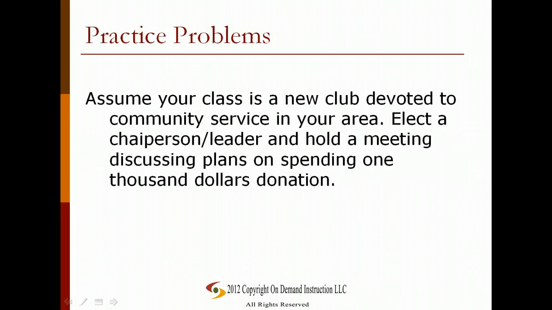Let's do an activity to further enrich knowledge and skills in leading and conducting a group discussion. Assume your class is a new club devoted to community service in your area. Elect a chairperson or a leader and hold a meeting discussing plans on spending $1,000 donation.